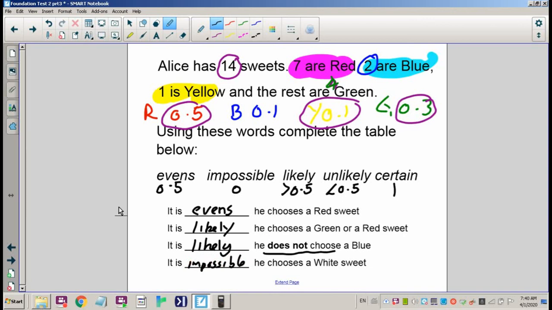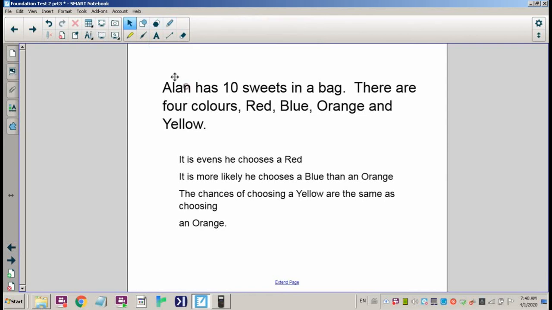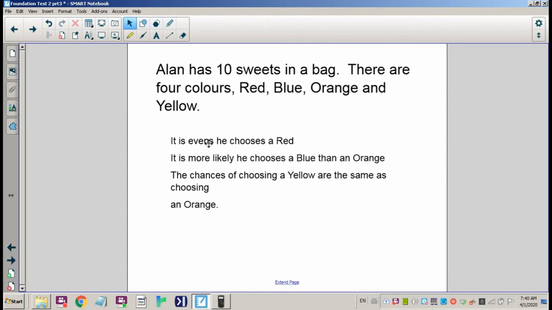Okay, let's look at the last bit of probability. This is quite a tricky question, I think, but I reckon we're up to it. Alan has 10 sweets in a bag, and there are 4 colours. Red, blue, orange. I haven't got an orange. Tell you what, orange is, I'm just going to use black for that, and the letter O, and yellow. But there's some more information. It's evens, he chooses a red.